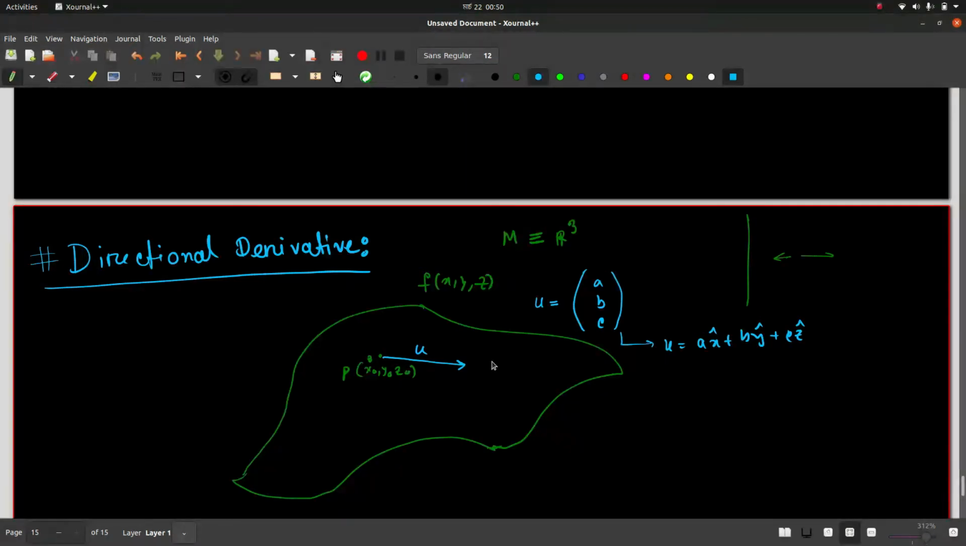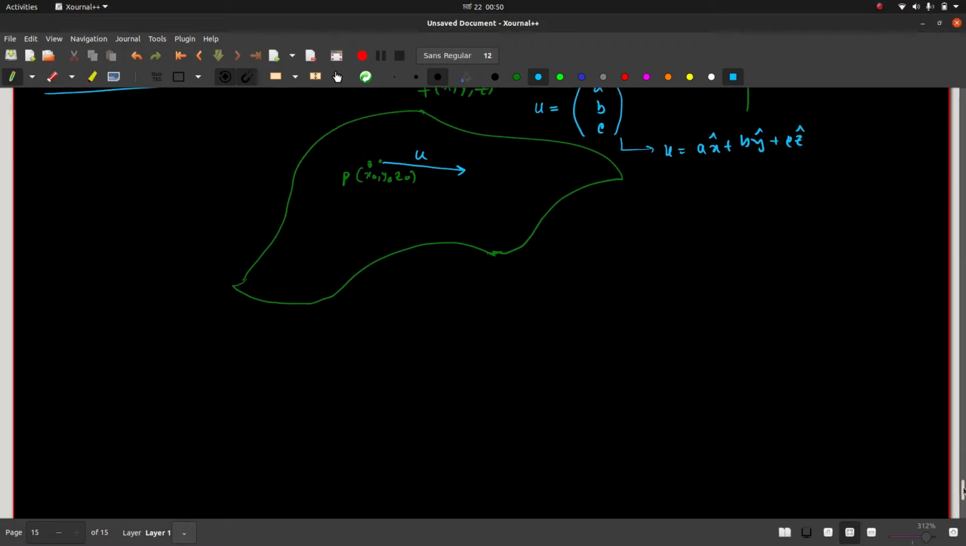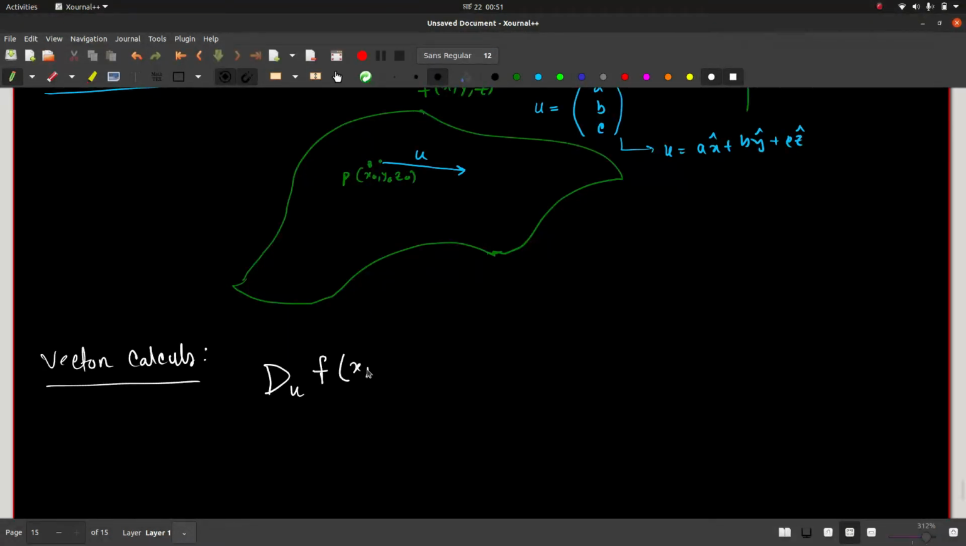Now the formal mathematical definition that people usually see in their vector calculus course is something like this. So this will be the vector calculus definition of the directional derivative. It is denoted most of the time as capital D_u. U means along the lines of the vector u, that means in the direction of u. Our function is f of x, y, z, and it is defined as the following.